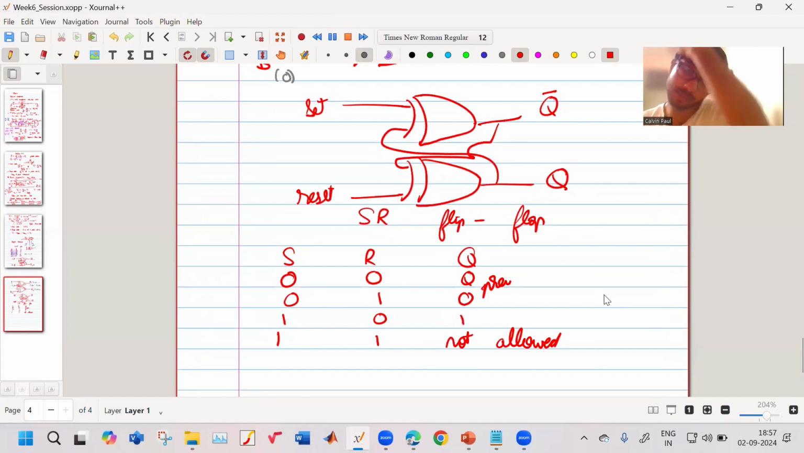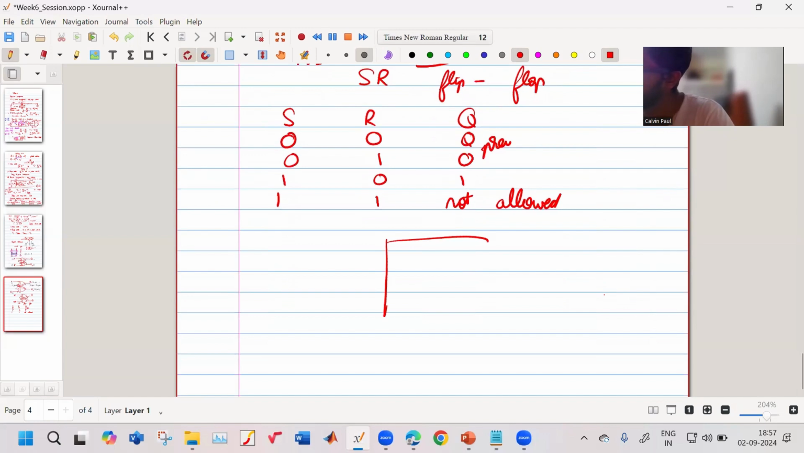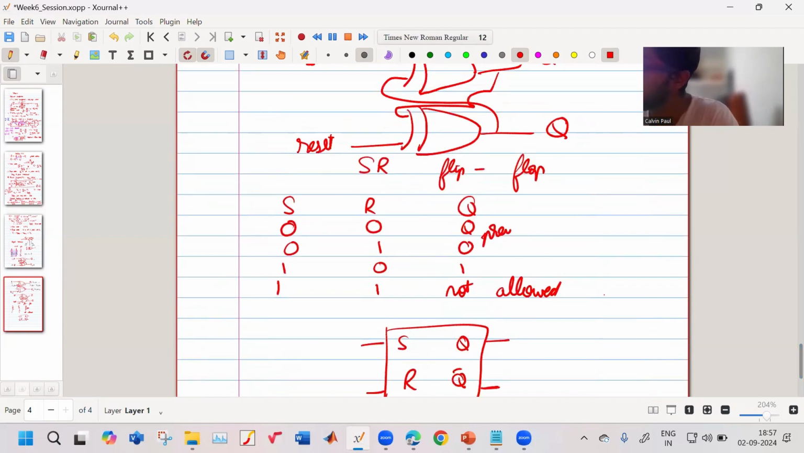So this is for the SR flip-flop. This is the truth table. Now how do we write the SR flip-flop? We write it as a symbol. We write it as S, R, Q, and Q bar. So this is the symbolic representation of the SR flip-flop. Now there's a problem: we cannot apply 1,1.